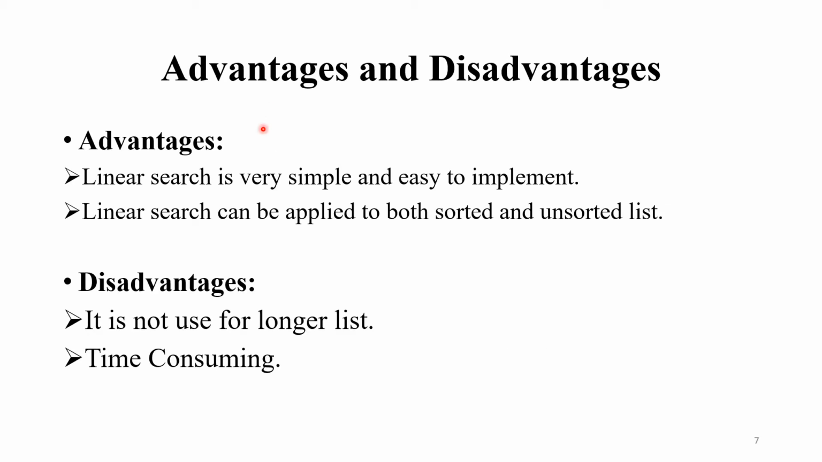Advantages and disadvantages. Advantages. The first point is linear search is very simple and easy to implement. As all of you know, in linear search, we search elements one by one. And next, linear search can be applied to both sorted and unsorted data. Disadvantages: it is not used for longer lists and it is time consuming. In linear search, we compare elements one by one, so the time required is more. So this is time consuming.